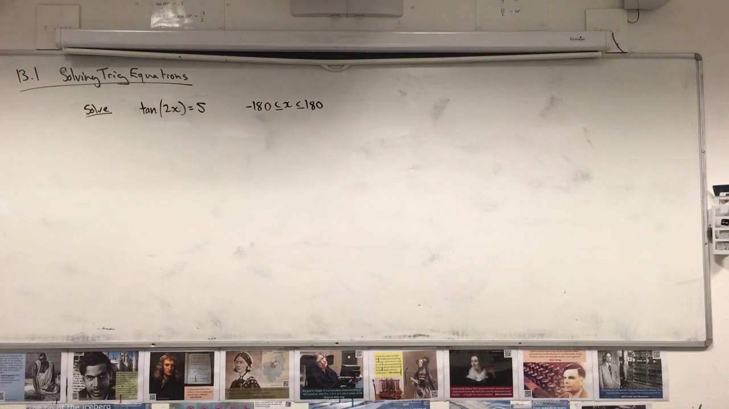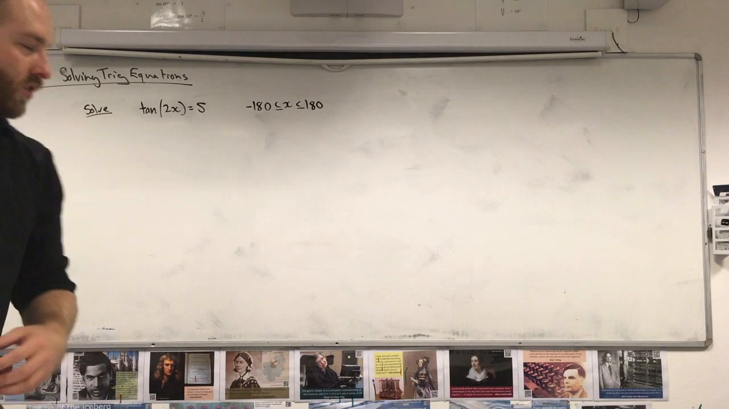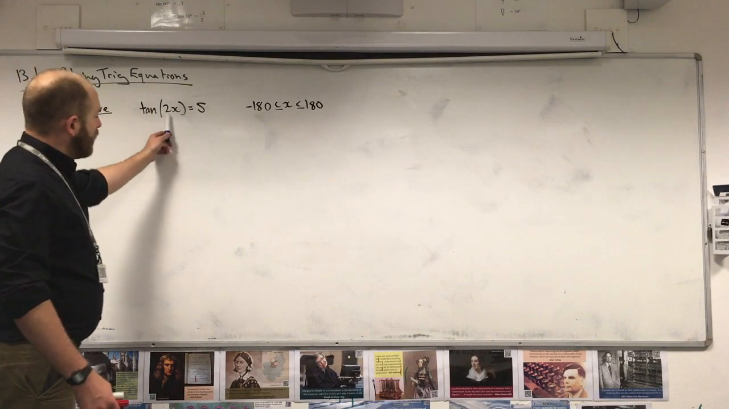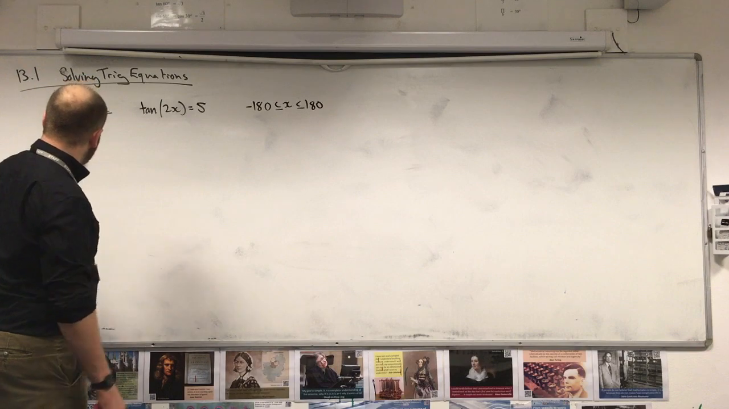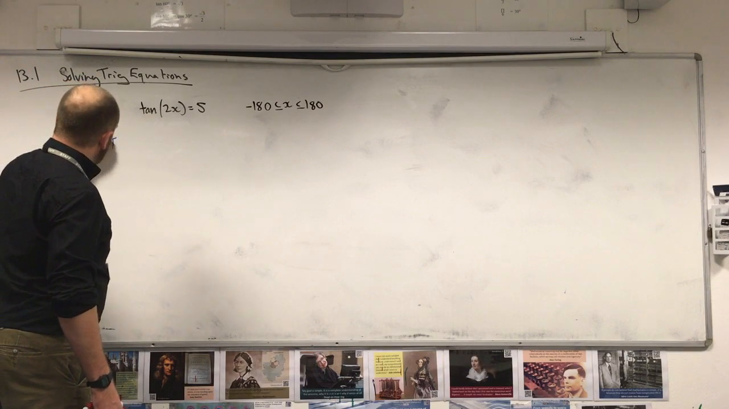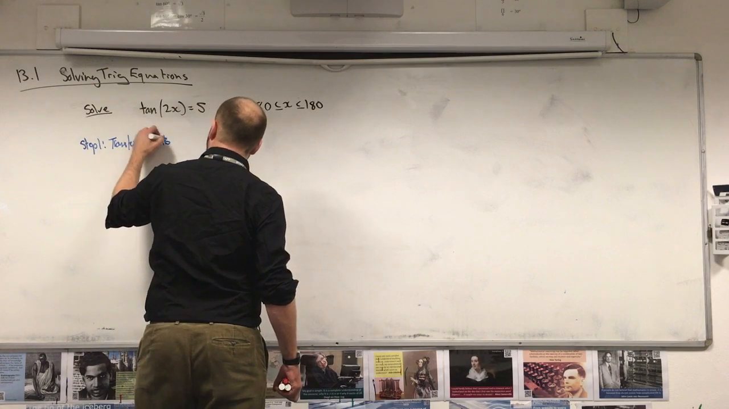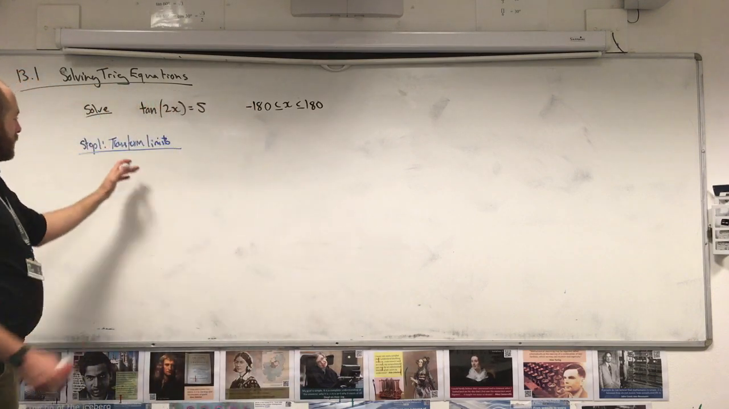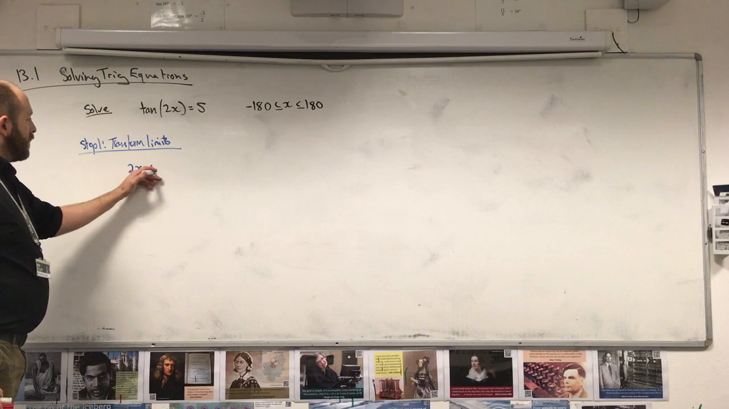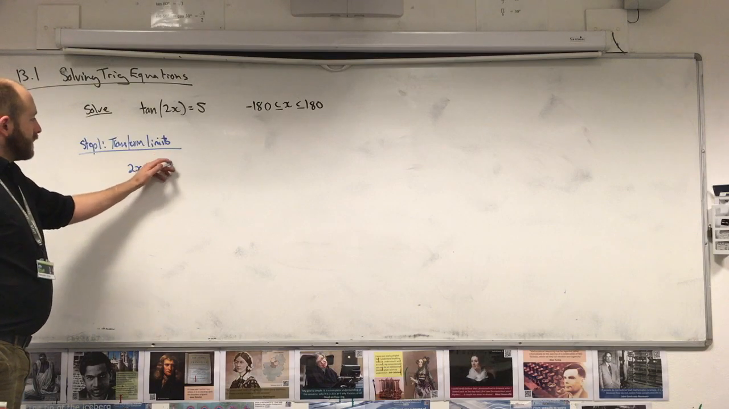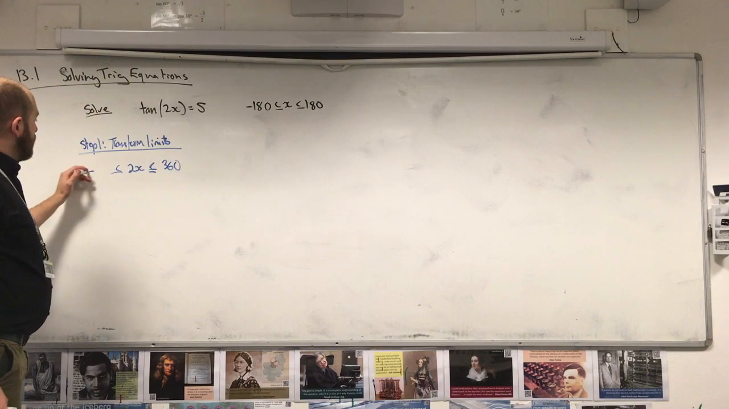So trying to solve this one, so again, we've got a transformation, it's a stretch, we're not going to worry too much about that though. We're just going to transform the limits. So step 1, transform the limits. So our limits for 2x, we need to double those, so we're going to get 360 and minus 360.